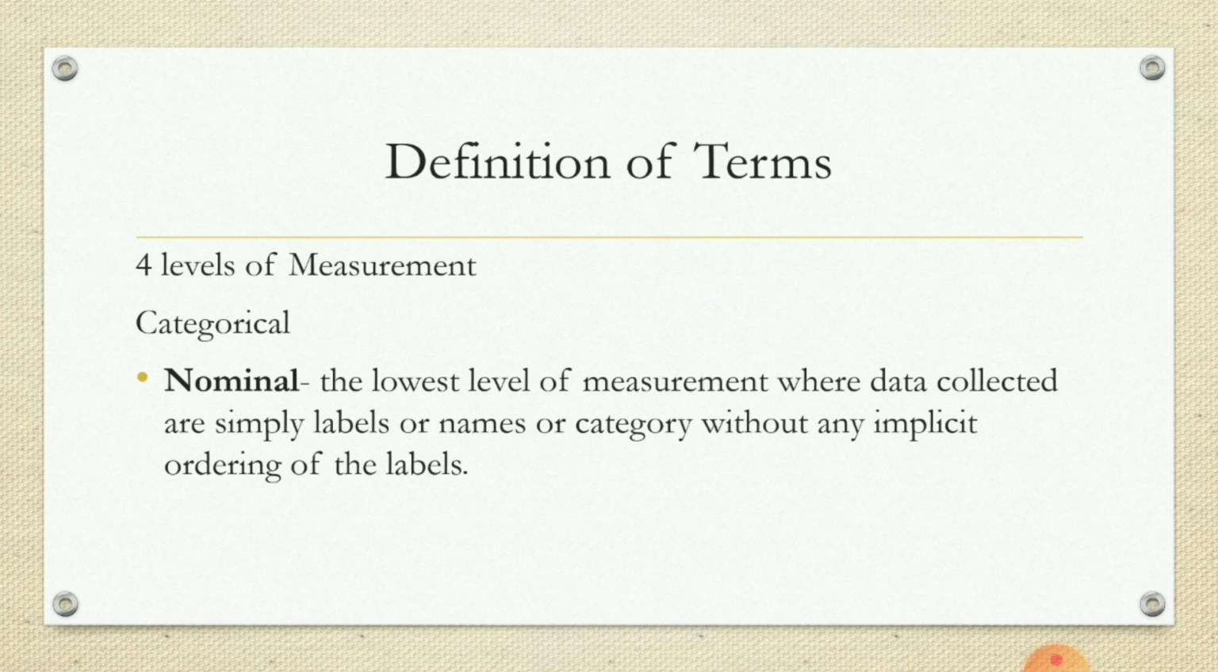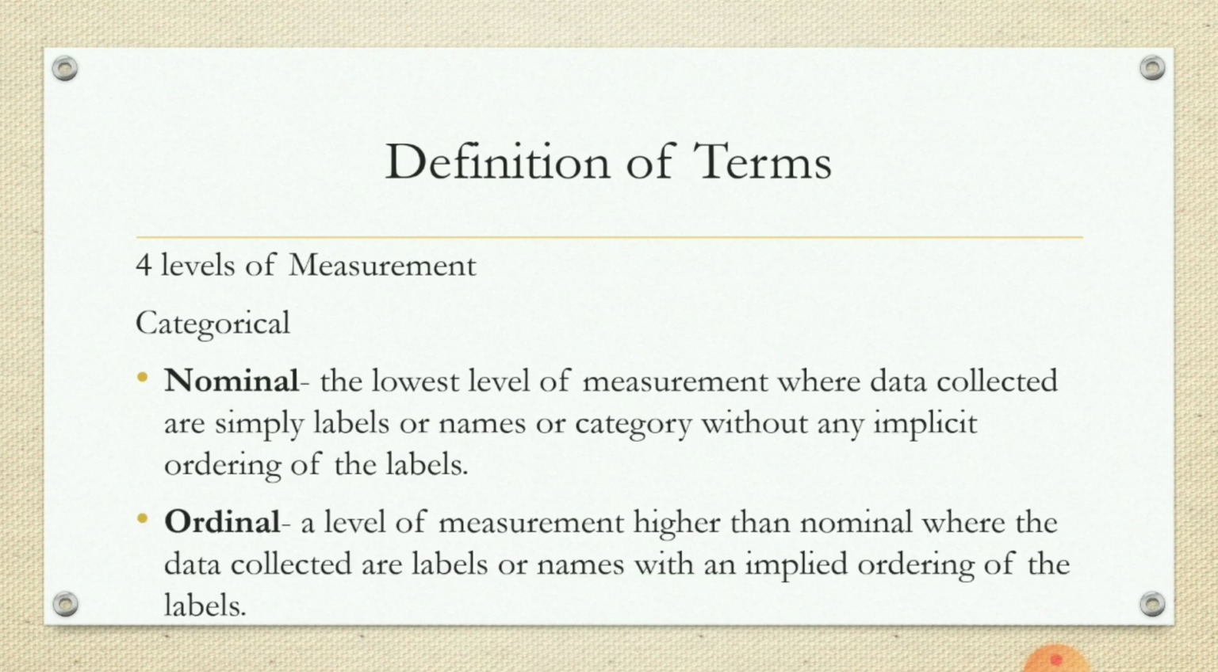For example, the gender of an individual. So we all know that we have two genders, male and female. So gender has no implicit ordering of the labels. Meaning to say, hindi mo naman masasabi na si female ay mas mataas kesa kay male. Or otherwise, si male ay mas mataas kesa kay female. So gender is just simply label or name or a category.